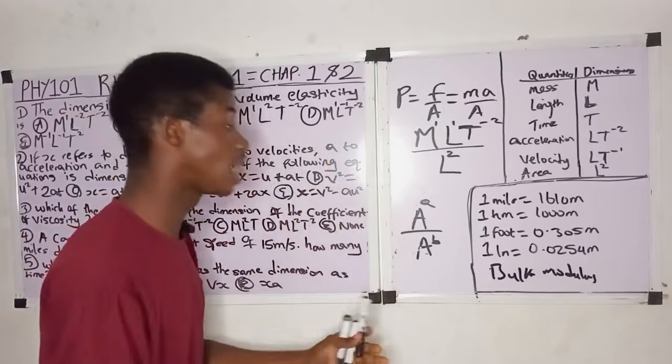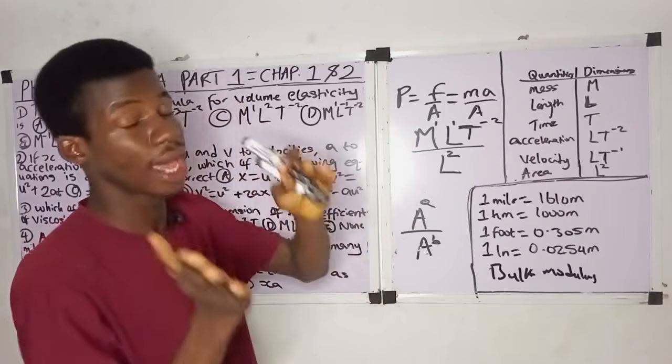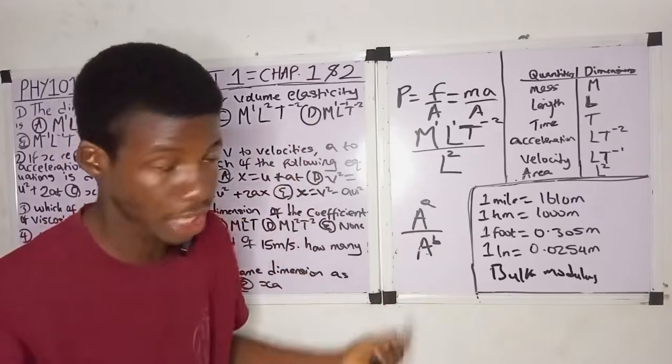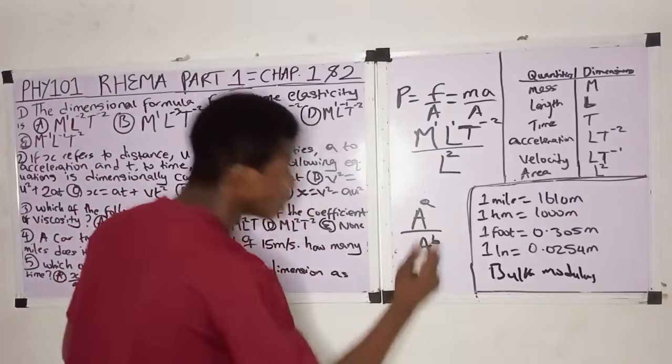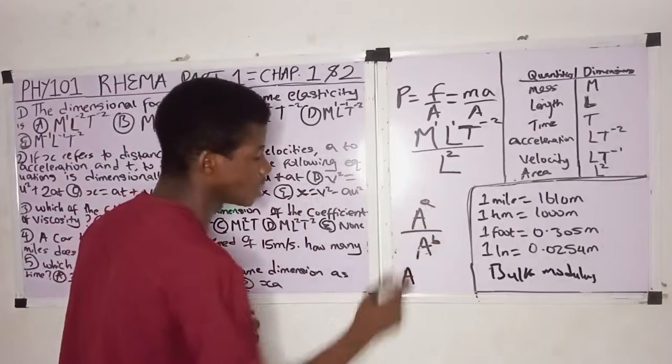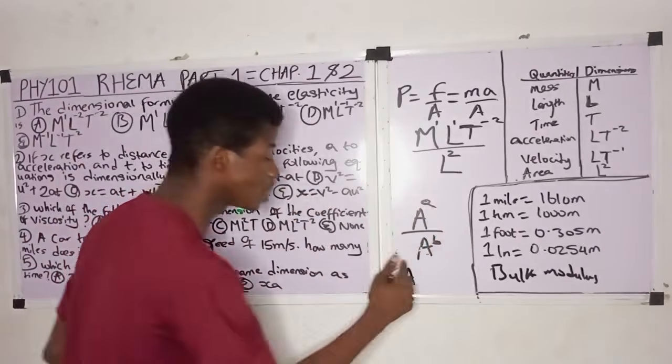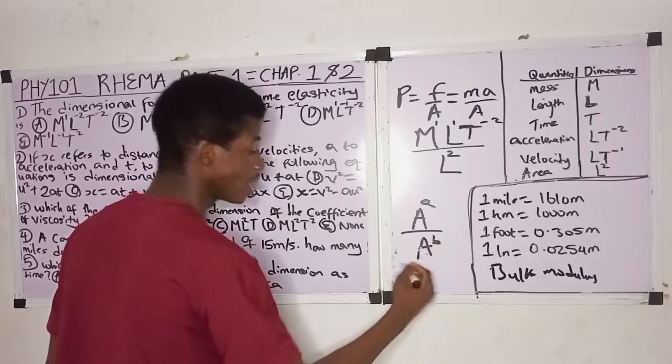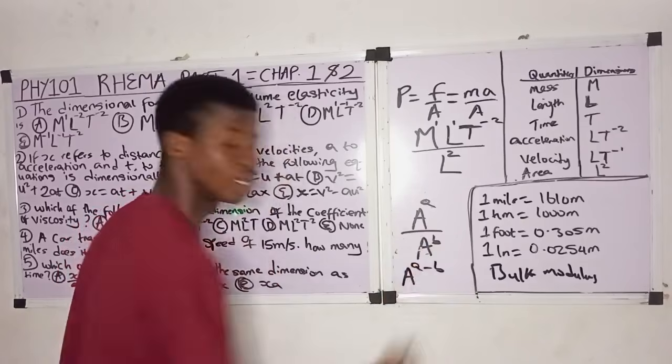Now, that law says that when the same bases divide each other, we take one of the base, right? Then we subtract their powers, right? Yes. So these two bases, they are the same, right? So we'll take one of the base and subtract their powers. We'll do something like this: A minus B, right?